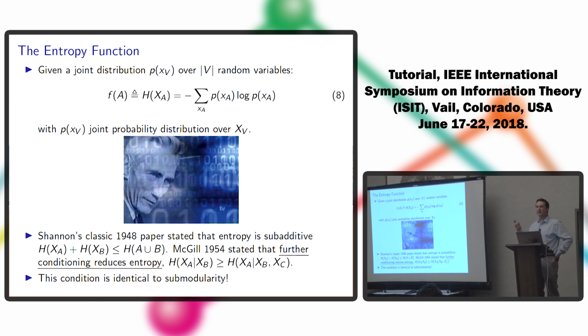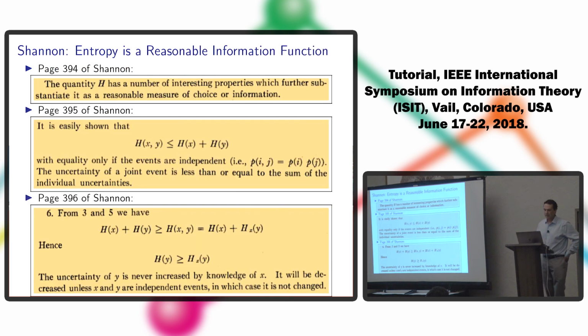And there's some underlying random distribution, P of x_V, and this being the marginal distribution over the random variables associated with set A. Okay? Okay, so interestingly, as I said, Shannon showed that the entropy function is subadditive. These are actually screen captures directly from his 1948 paper. And so he argued for entropy being natural as an information function for the following reasons.